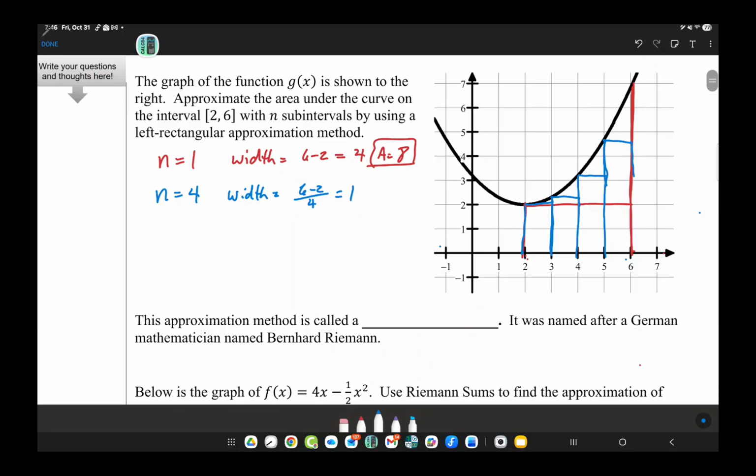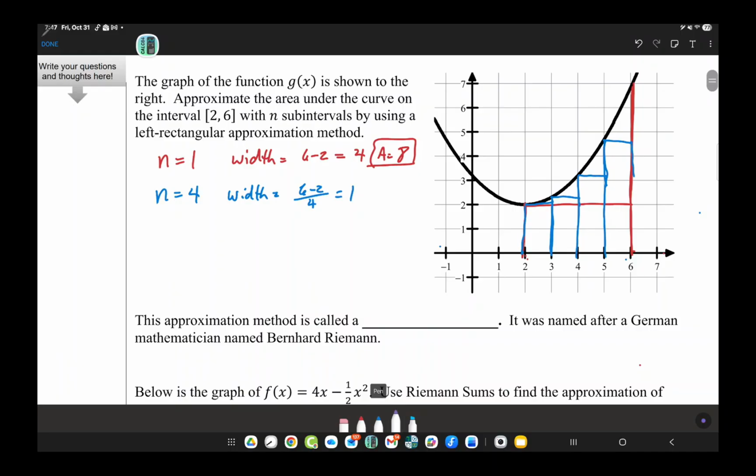Now, I can't actually do this here because there's no way to know the function. I could do it at the beginning because I knew the height at 2. I don't know the height at 3, 4, and 5. So I can't actually find this without knowing the function itself, and this function is not simple enough to guess. So that's just showing you how I would find the area.